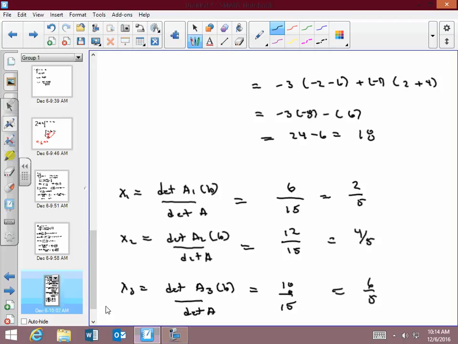So that should be the values. Is that what you come up with? Okay. Ran out of time having fun.